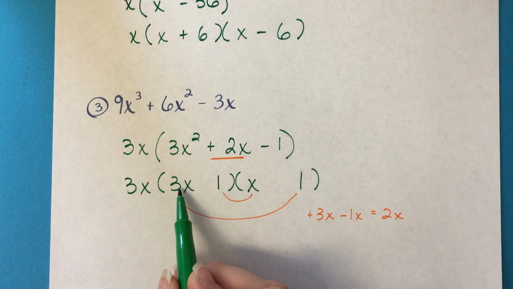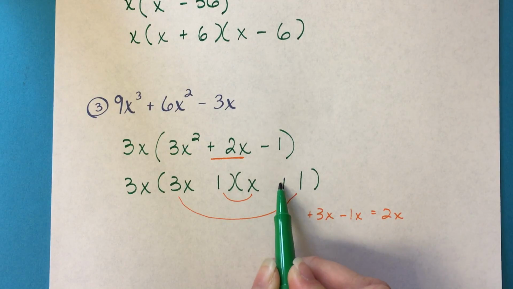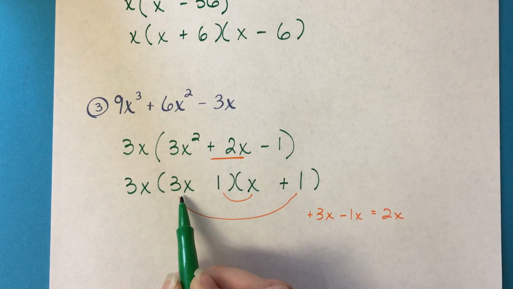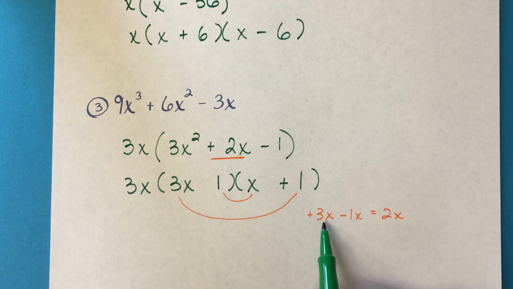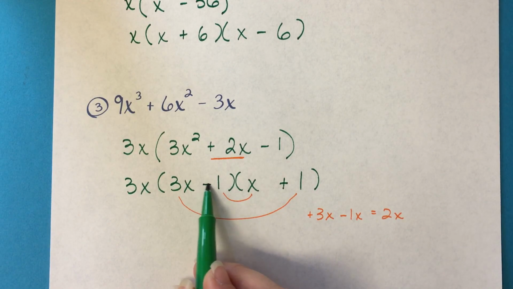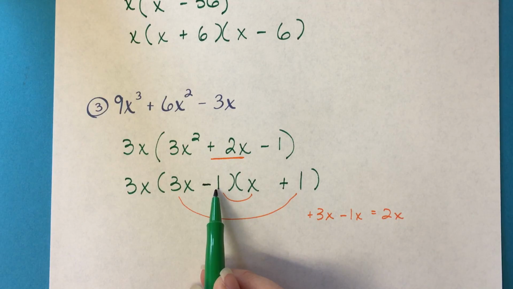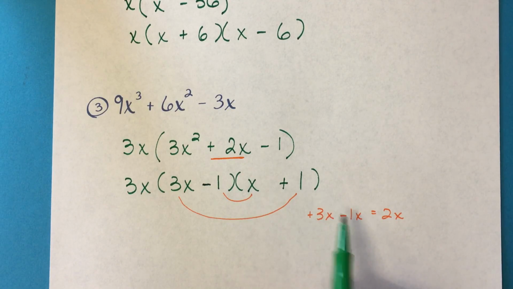So the 3x times the 1, see, that needs to stay positive. So a positive 3x times a positive 1 will give me the positive 3x. I need to put my minus sign here because then I would have a negative 1 times x, which would give me this negative 1x. So this would be the correct factored form for that example.